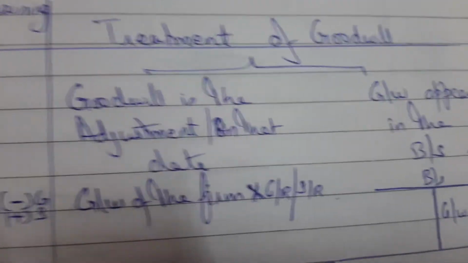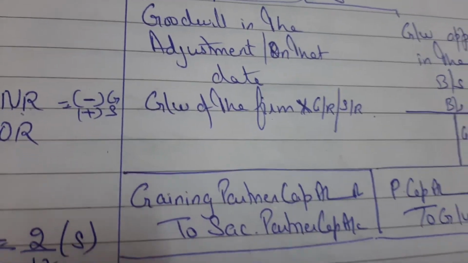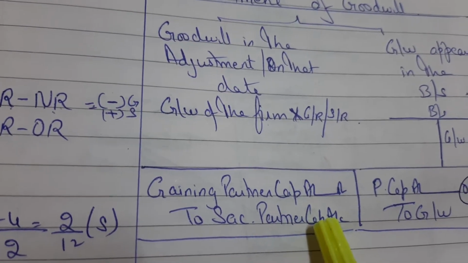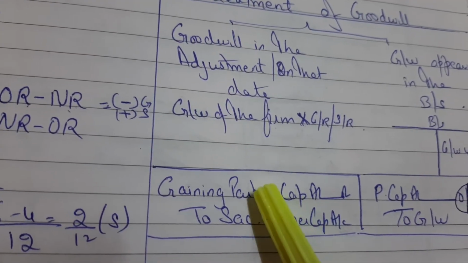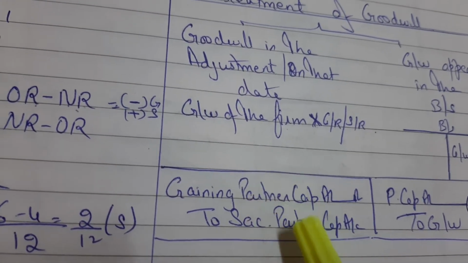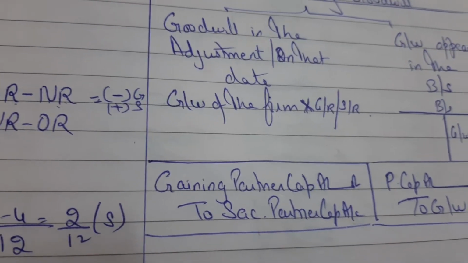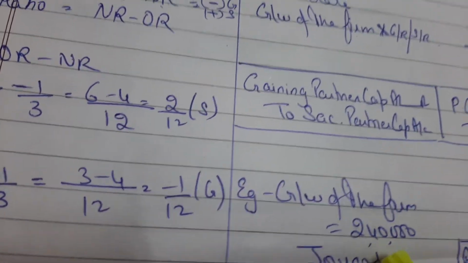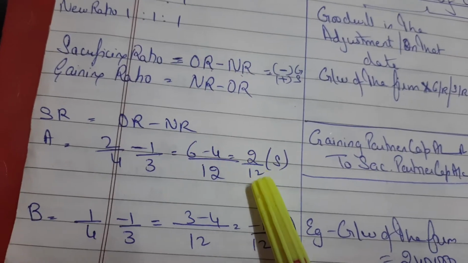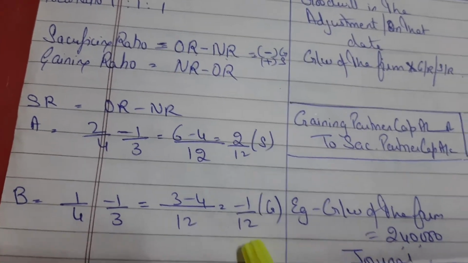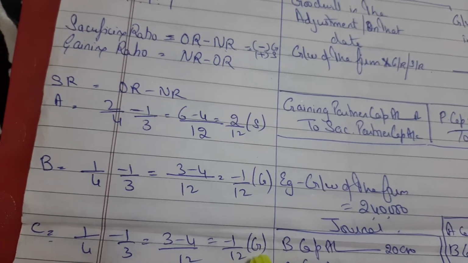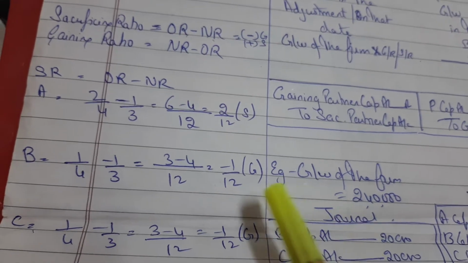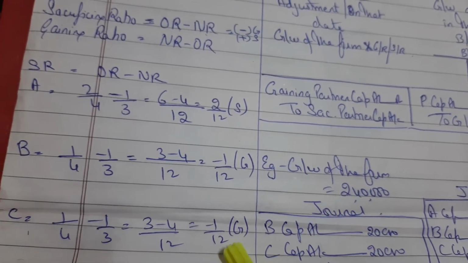Now come to the second goodwill, the goodwill which is given as an adjustment. Normally, what we do is the gaining partner's capital account is debited to the sacrificing partner, as I discussed in the previous video: the partner who is gaining in the ratio is going to compensate the sacrificing partners for the amount of goodwill in their gaining ratio. In this case, if we take that goodwill of the firm is 2,40,000, A's sacrificing ratio was 2/12, B's gaining ratio was 1/12, C's gaining ratio was 1/12. So basically 2,40,000 into 2/12, 2,40,000 into 1/12, 2,40,000 into 1/12.